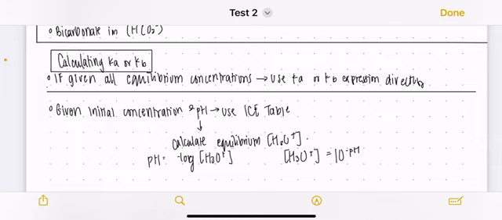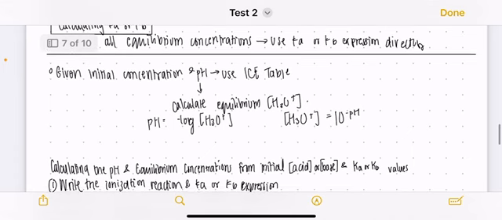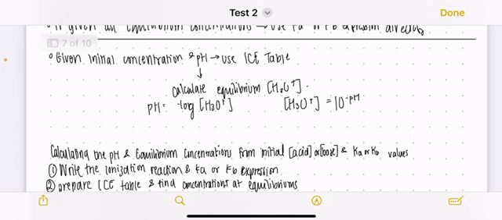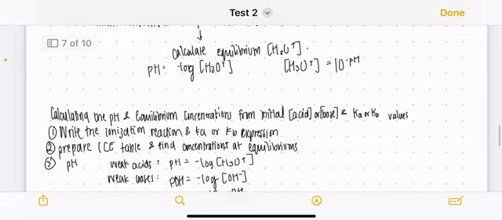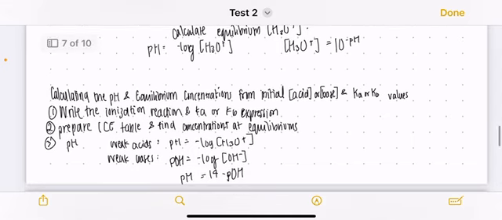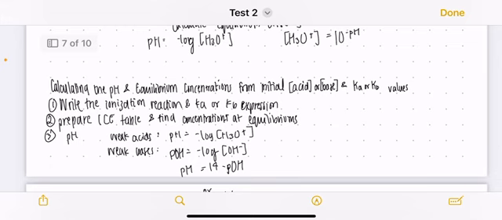Calculating Ka or Kb. If given all the equilibrium concentrations, you can use the Ka or Kb expressions directly. But if given the initial concentration and pH, you have to use ICE tables and calculate the concentration of hydronium ions. Use pH equals minus log of hydronium, so the hydronium concentration is equal to 10 to the power of minus pH.